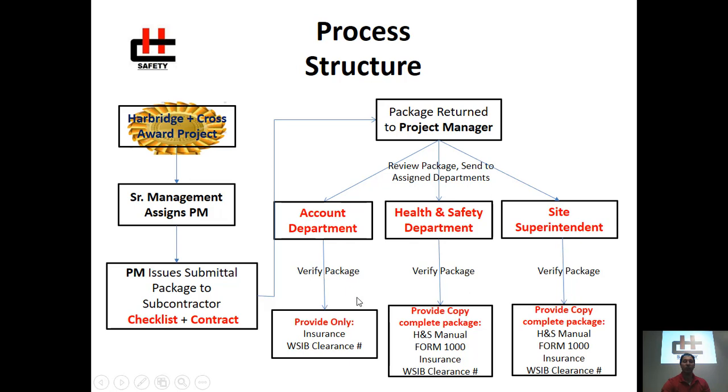The accounting department is responsible for receiving a copy of the insurance and the WSIB clearance number in order to process payment. The health and safety department is responsible for reviewing the health and safety manual, the Ministry of Labour Form 1000, the copy of the insurance, and the WSIB clearance number. This package is also reviewed at the site level by the site superintendent, who will also get a copy of the same information provided.